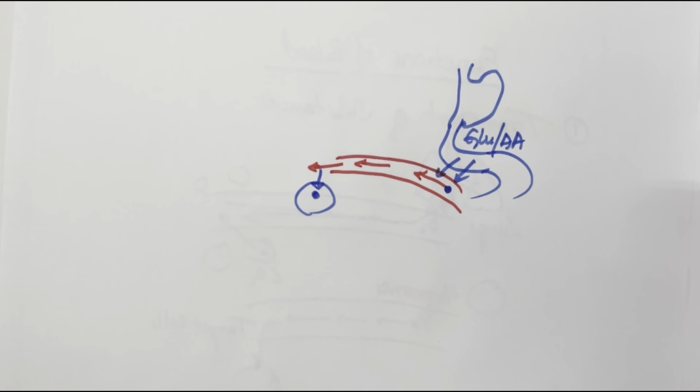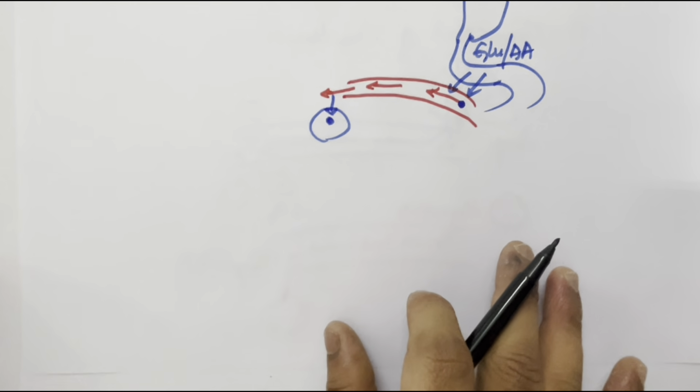So blood acts as a vehicle. It will carry the substances and transport them from one region to the other. Next, we'll explain what is the second important function of blood.